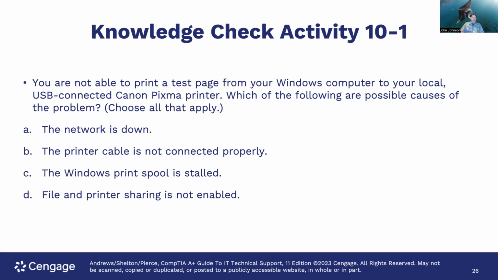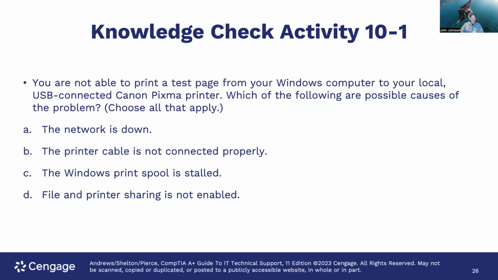So the first knowledge check activity, 10.1. You're not able to print a test page from your Windows computer to your local USB-connected Canon Pixma printer. Which of the following are possible causes of the problem? So let's look at that. We've got a couple hints there. USB connected is a big one. Local is a big one.